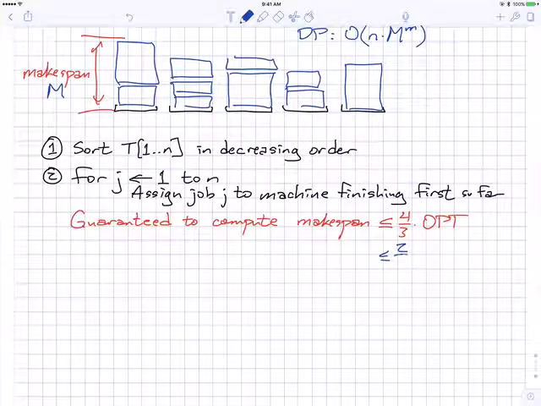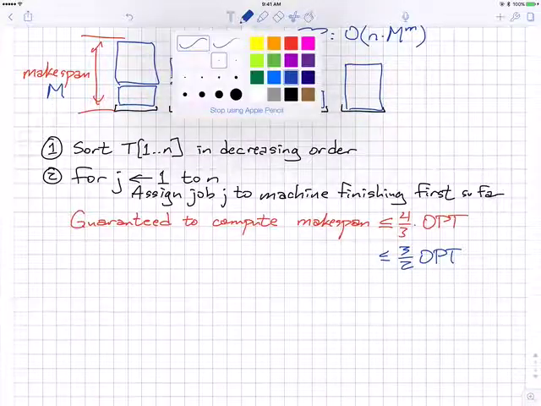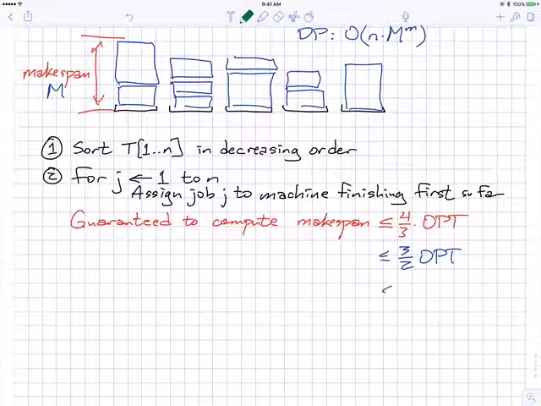I'm going to actually prove an upper bound of 3/2. I'll try to convince you that this greedy algorithm is at most 50% worse than optimum. But before I even do that, I'm going to prove something even simpler, which is that the makespan of this greedy schedule is at most twice the optimum.